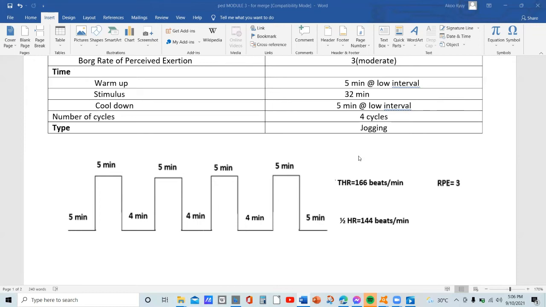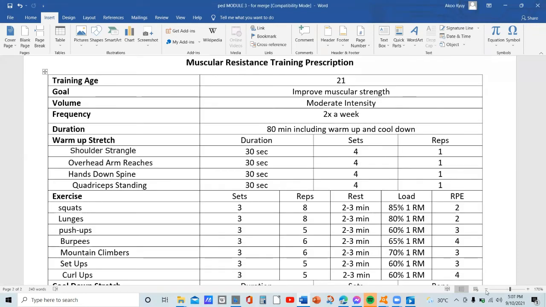Now, the second exercise prescription that I will be showing you is my muscular resistance training prescription. This kind of training program would help an exercise enthusiast or exerciser to improve the components of muscular strength, endurance, and power. So the first row is my age, and my goal is to improve my muscular strength.